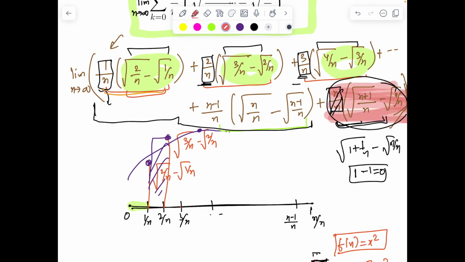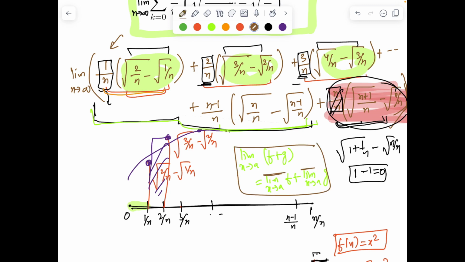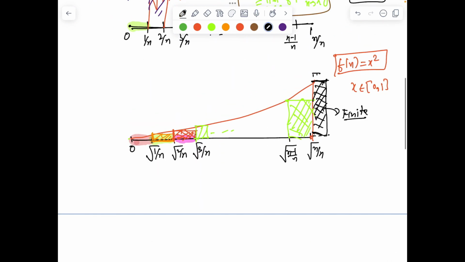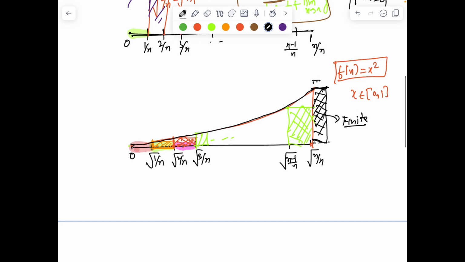So the last term can simply be discarded, because if and only if the remaining sum is finite, according to the limit theorem. So limit x tends to a, f plus g can be written as limit x tends to a f plus limit x tends to a g, if and only if both limits exist and are finite. So here, if I can guarantee this entire sum up to n minus 1 by n exists, then I can ignore this. And that existence is guaranteed from the Riemann sum over here, because now I can clearly see what about this summation.